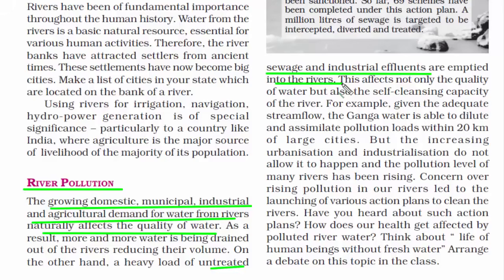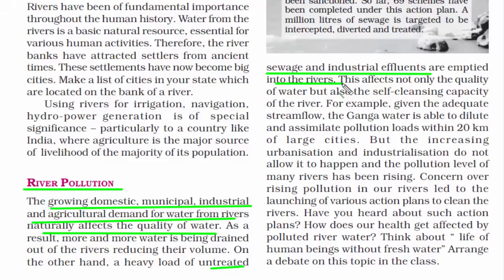And then we have industrial wastes, chemicals. They are also untreated and directly drained into the river. And nowadays we are heavily using fertilizers and pesticides in agricultural field. So all of this chemical mixes into the water and goes directly into the lakes and rivers. So you see how much of pollution we are creating.